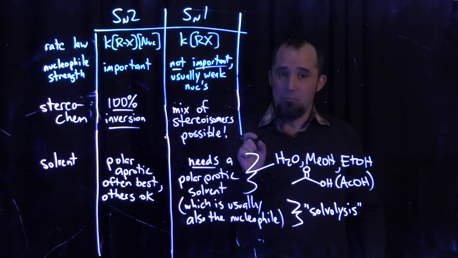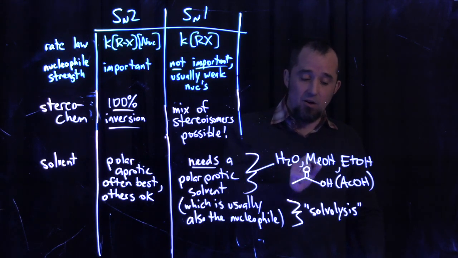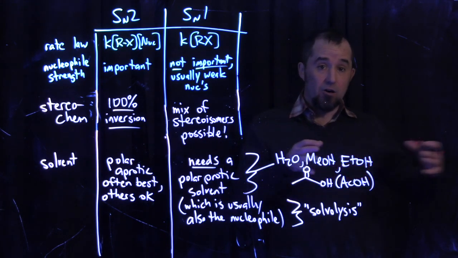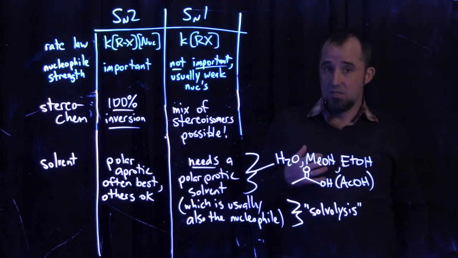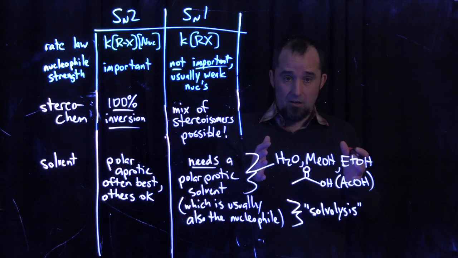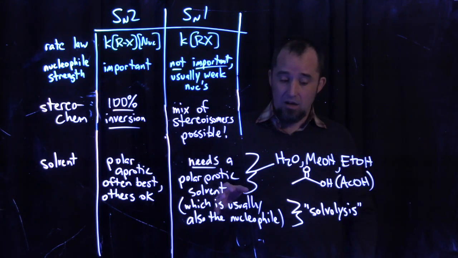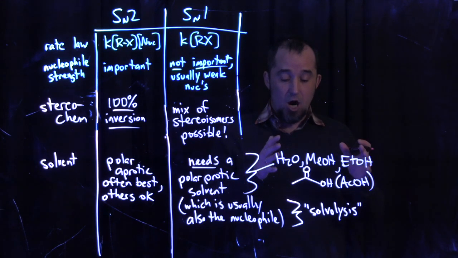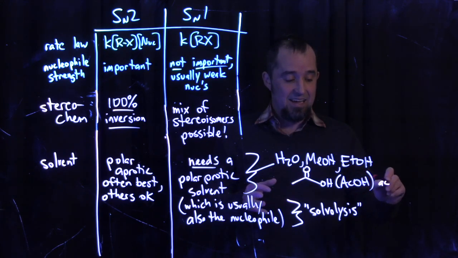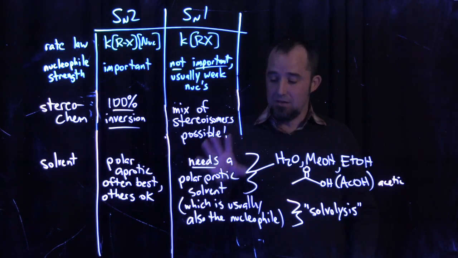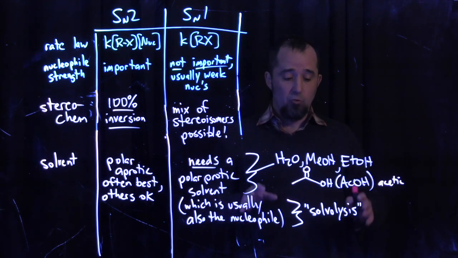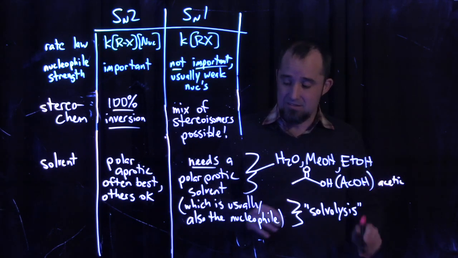SN1 needs a polar protic solvent. It needs something like water, methanol, maybe ethanol. I think longer chain alcohols like propanol, butanol, whatever, those won't work. They're not polar enough. So this is pretty much your list of alcohols that'll work, up to ethanol, and maybe some carboxylic acids. This is acetic acid. Again, acetic acid is nice and small and polar, so that's a good one too. But this absolutely needs a polar protic solvent, of which there are not many. This is kind of your list.